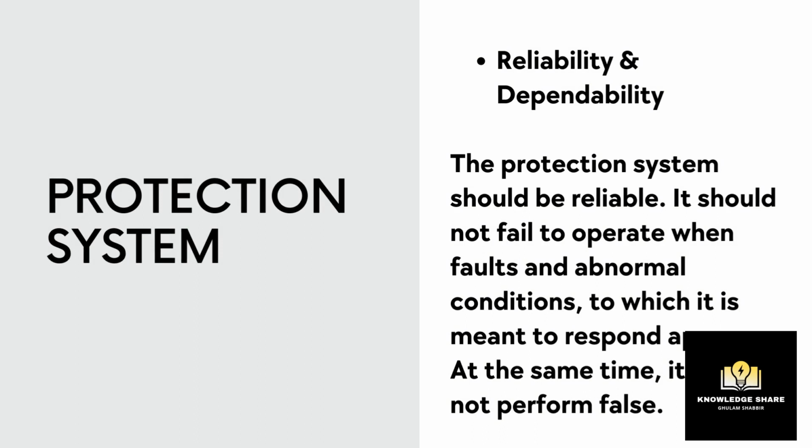Reliability and dependability. The protection system should be reliable. It should not fail to operate when faults and abnormal conditions occur. At the same time, it should not perform a false operation. However, in spite of the best efforts to make the system reliable, we cannot rule out the possibility of the failure of the protection system. So, we add features like backup protection to enhance the reliability and dependability of the protection system.